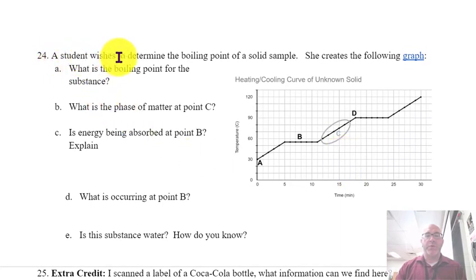And then, a student wishes to determine the boiling point of a solid sample. She creates the following graph. It's right here. Question A, what is the boiling point for this substance? So give me a temperature. B, what is the phase of matter at point C? So right here.